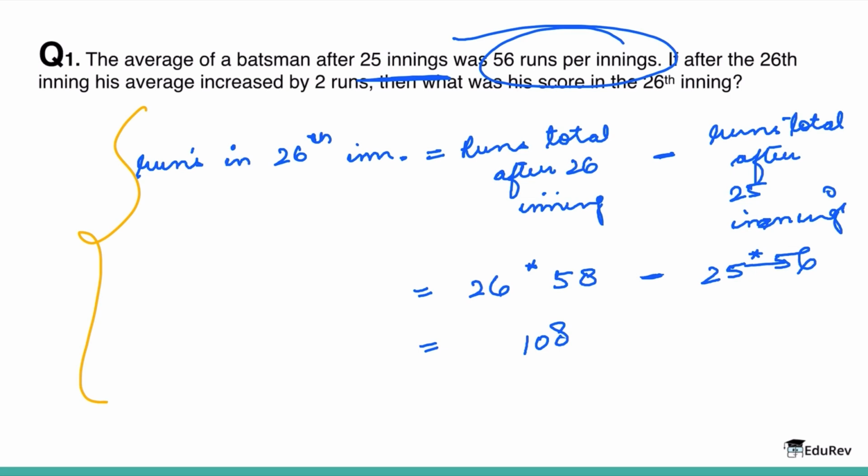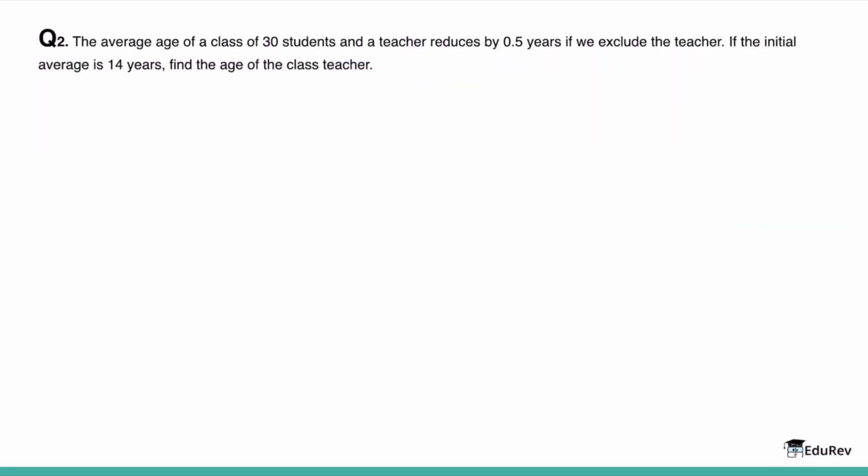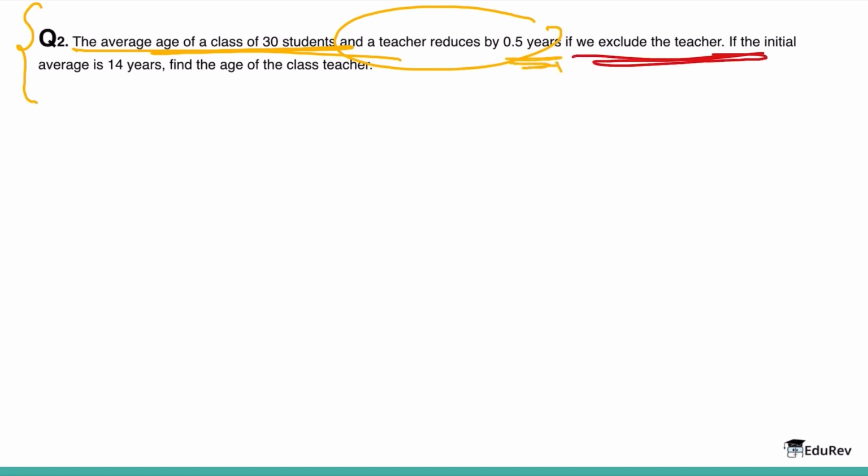Okay, next question. The next question says the average age of a class of 30 students and a teacher is reduced by 0.5 years if we exclude the teacher from it. Now if the initial average is 14 years, then what is the age of your class teacher? So it's also very simple. What is going to be the age of the teacher?